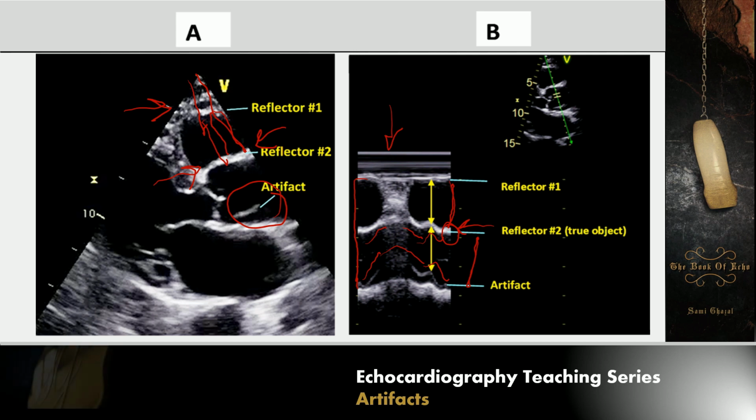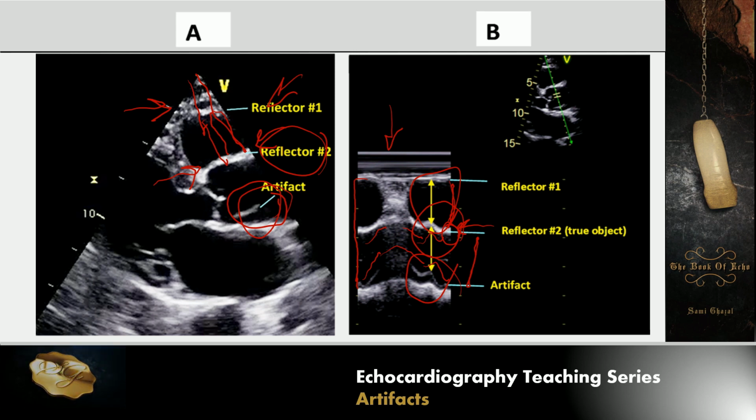So it is important to identify reflector number 1, the object, and the artifact, and to measure the distance between reflector number 1 and the object and the artifact, and make sure the distance makes sense, i.e. the distance from reflector to artifact is double the distance from reflector to the true object, and the motion should be exactly the same motion.